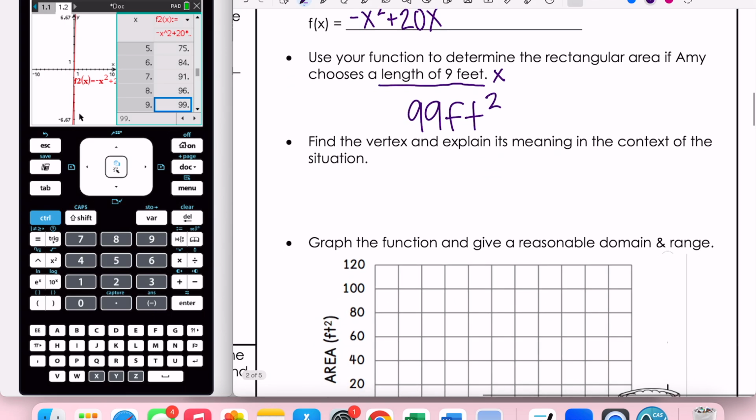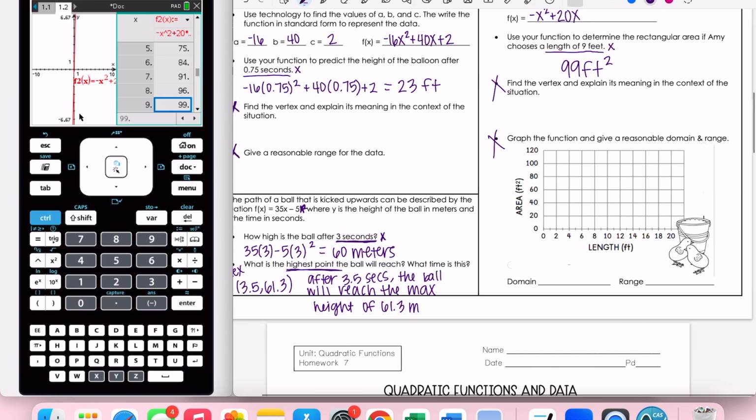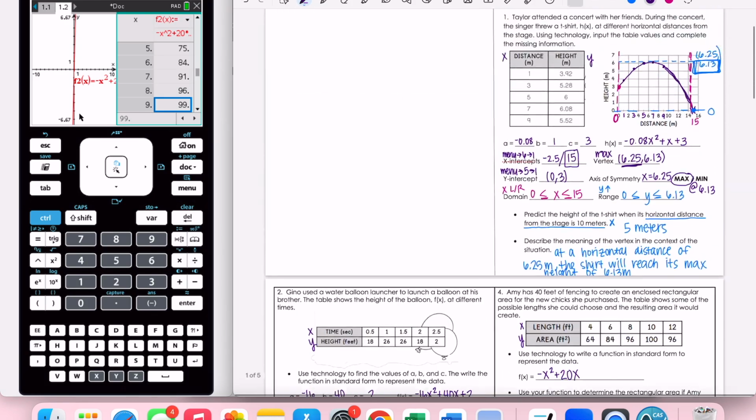We're going to cross out the last questions. We're not going to do those. And that is going to complete your notes.